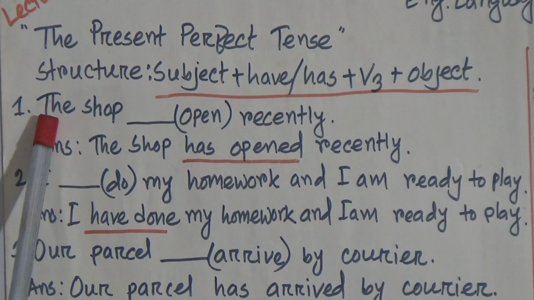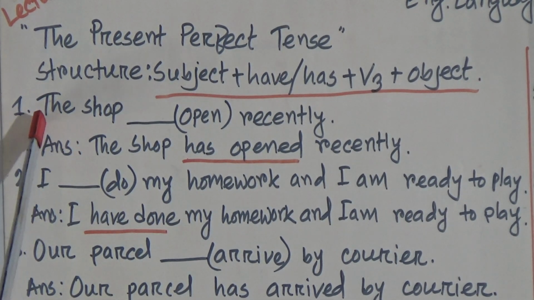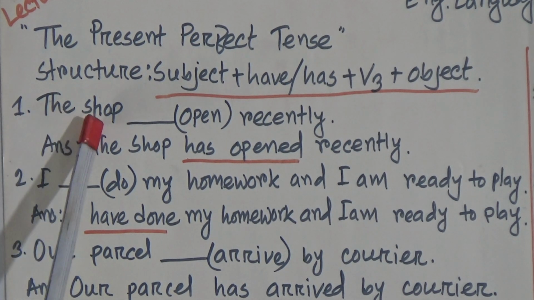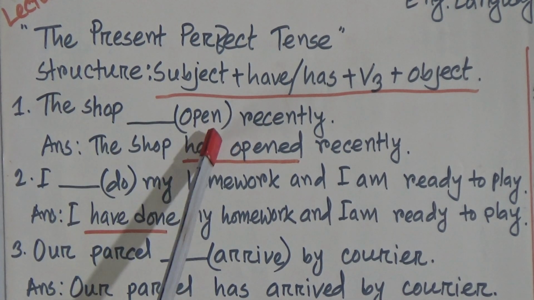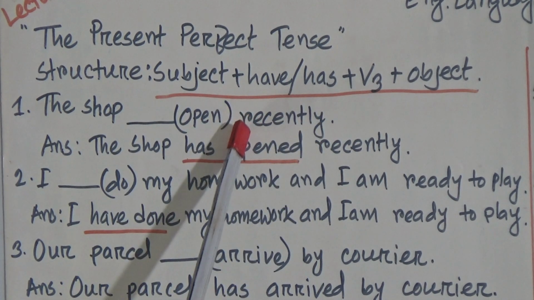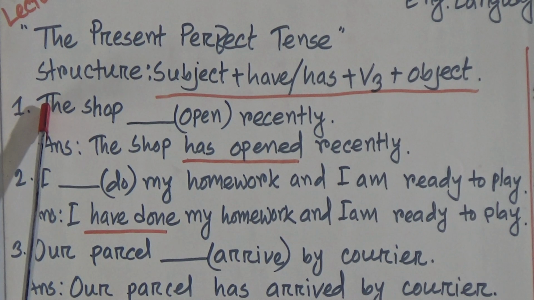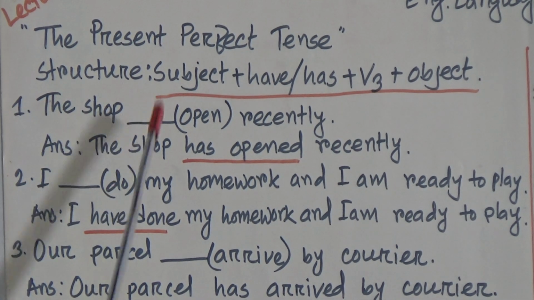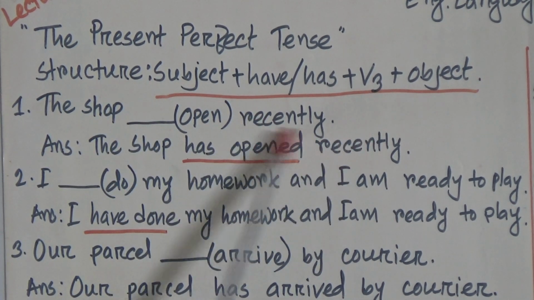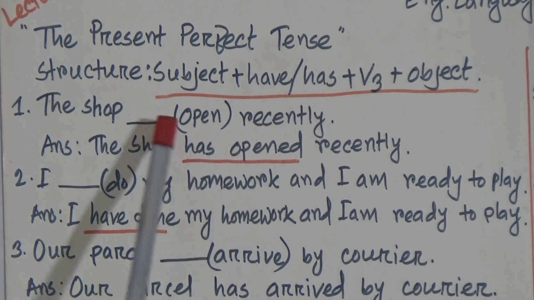Now we come to the examples. The first example is: The shop gap open recently. Dear students, this word recently indicates that this sentence will be in present perfect tense. This recently is called a sentence marker.